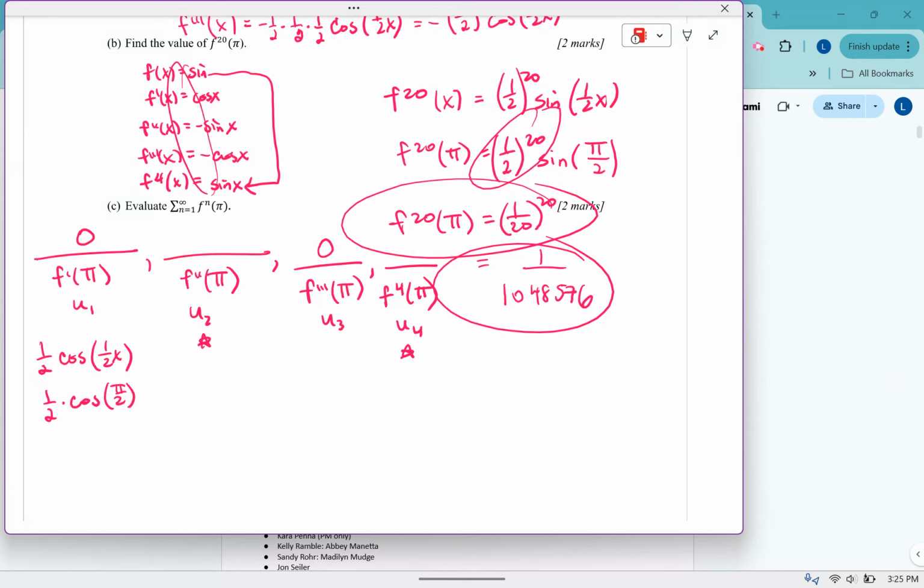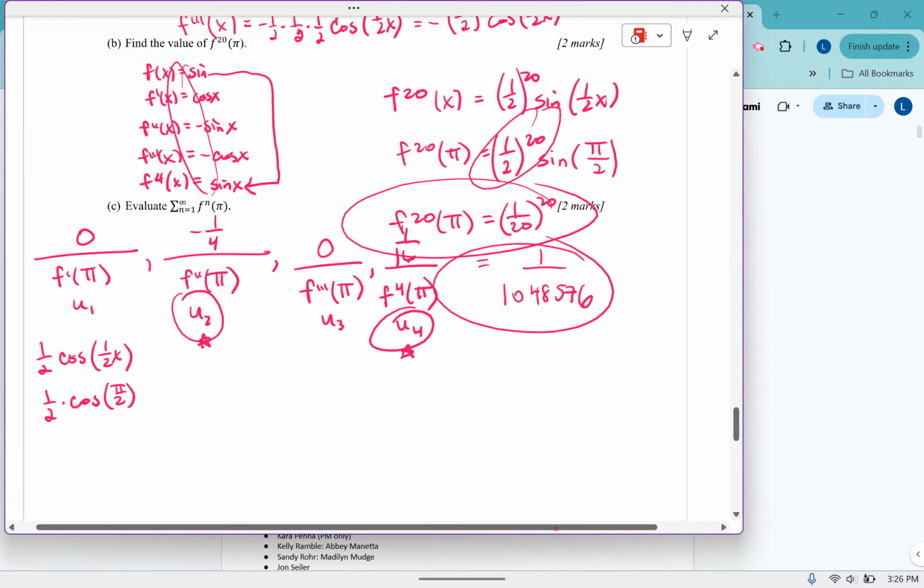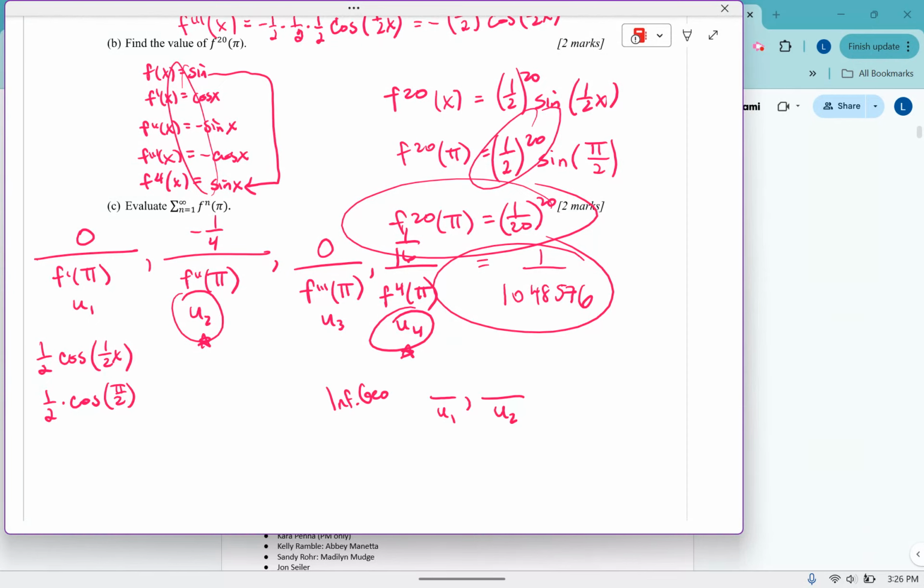The second one. Yeah, that's what I got. I got negative 1/4. Good job. Okay. And then for the fourth derivative at pi, just 1/16. Yeah. Okay. So these are now the new terms in our infinite geometric sequence. This is such a nasty question, but I love it. Okay, so the first term is negative 1/4. The second term is 1/16.